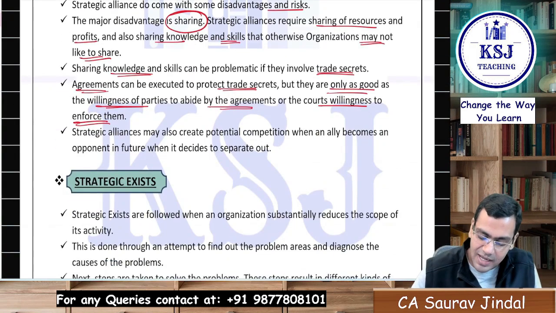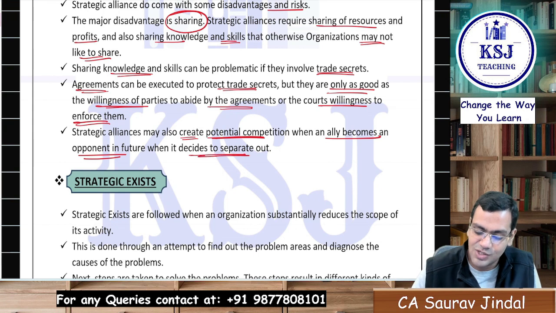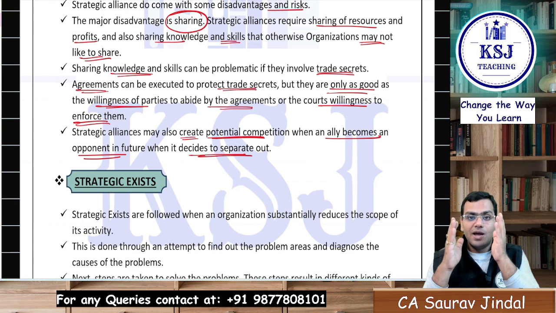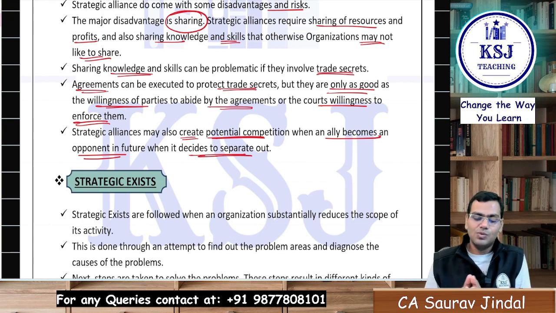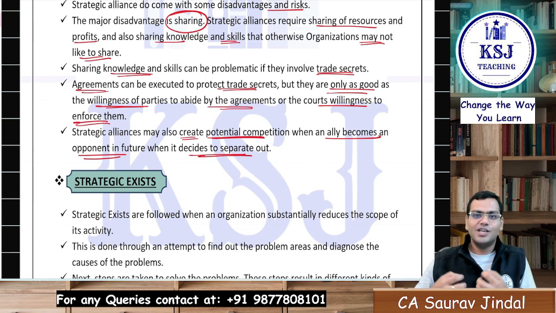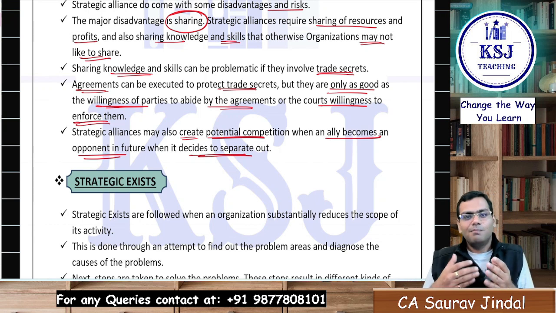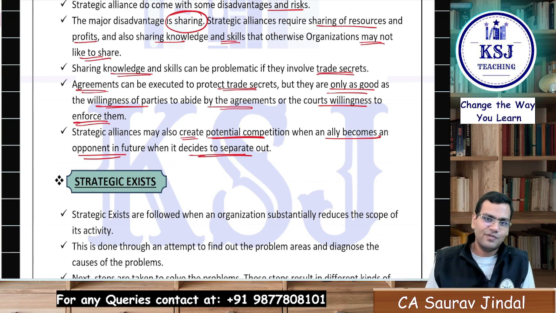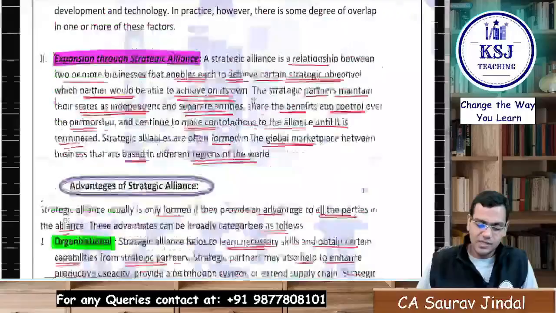So strategic alliances may also create potential competition when an ally becomes an opponent in future when it decides to separate out. That is what I told you, that the person who is your partner right now in that alliance, tomorrow, after acquiring everything, all the secrets and everything, might become your competitor in the same segment. He might start providing the goods. Clear? So this is about the growth strategy. With this, the growth strategy is over.